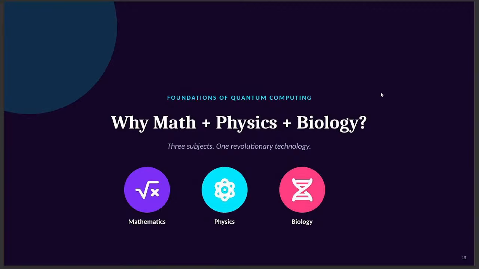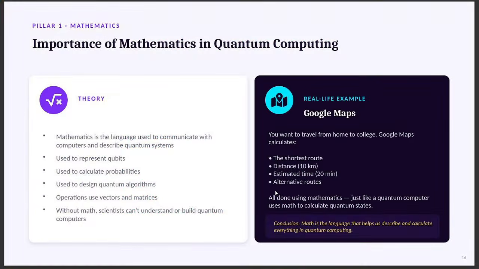Without mathematics, we cannot make calculations. Without physics, we cannot build. Without biology, we may not know where to apply this technology. Why? Because the main intention of quantum computers is to improve the biology or medical industry. So quantum computing is truly an interdisciplinary field, Nana. Why? Because it is the combination of mathematics, physics, as well as biology. That is why I am calling it an interdisciplinary field. Okay, now moving on to the first important thing.